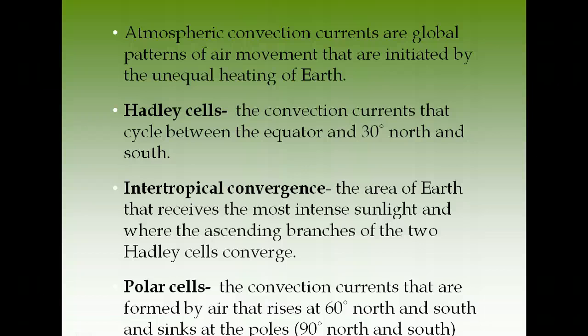The Hadley cells are giant convection currents in the atmosphere that happen between the equator, 0 degrees, and 30 degrees north and south of the equator. The intertropical convergence zone, or the ITCZ, is the area that will receive the most intense sunlight and where the Hadley cells converge. The polar cells are the convection currents that form at 60 degrees north and south of the equator and sink at the poles, which are 90 degrees north and south of the equator.